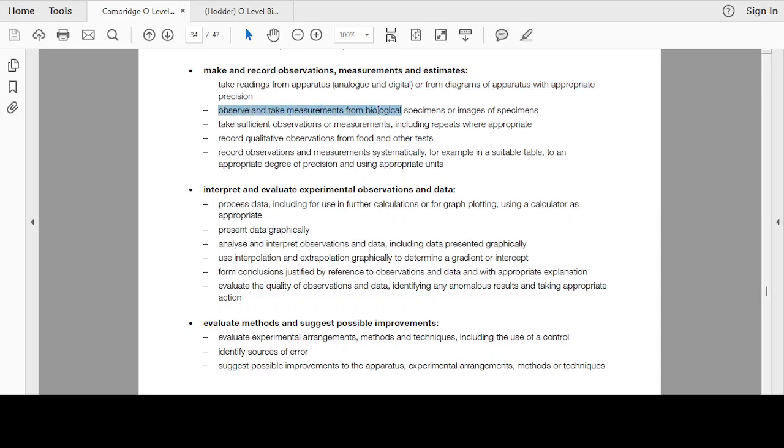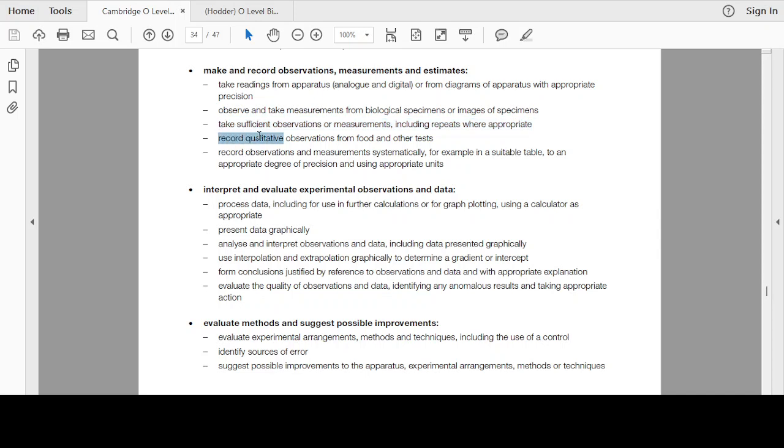Observe and take measurements from biological specimens or images of specimens. So this is more like magnification questions, basically, where they give you an image and they'll ask you to measure the length or the width of whatever it is the image is about, and then move on to calculate the magnification or something. Take sufficient observations or measurements including repeats where appropriate.